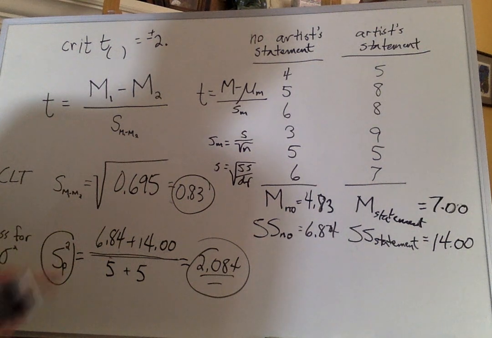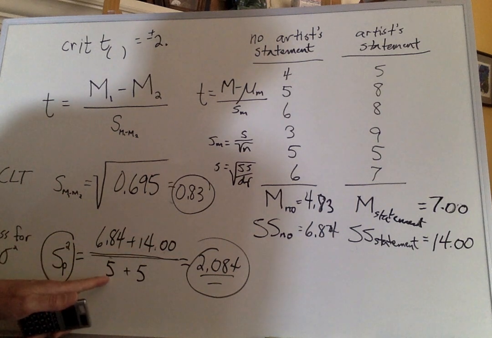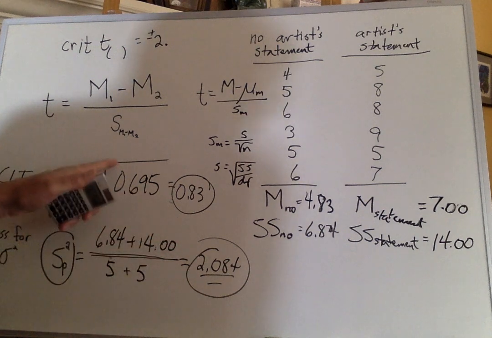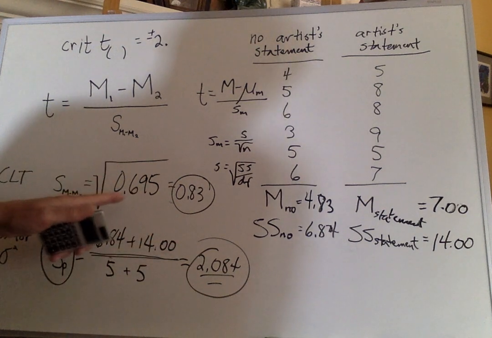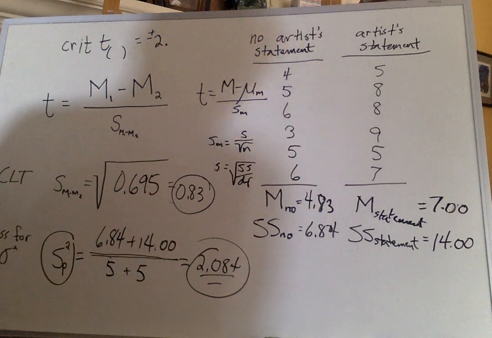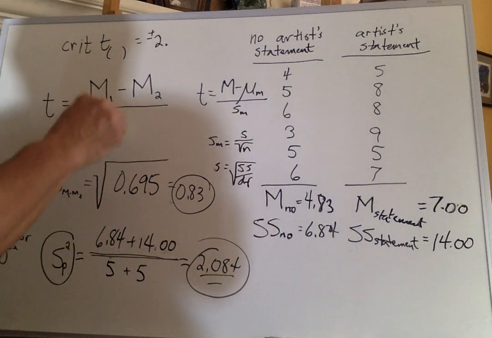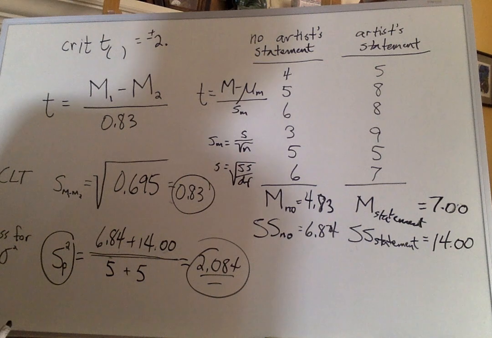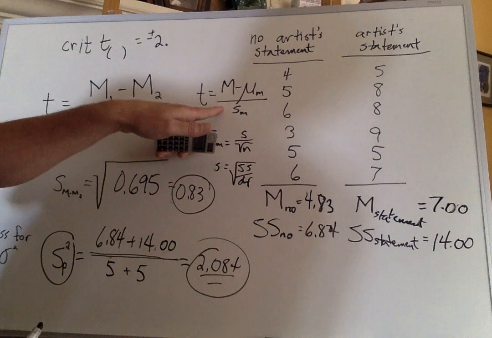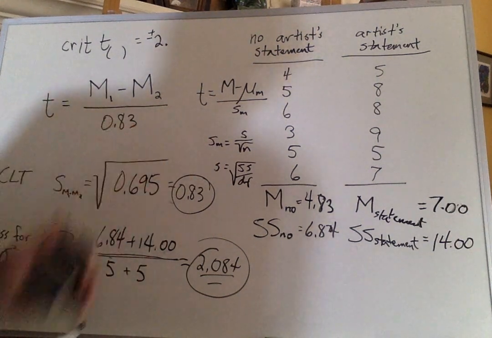Everybody with me? Sum of squares for the first group plus sum of squares for the second, divided by degrees of freedom for the first, degrees of freedom for the second. Take this number, divided by n1 plus divided by n2, you get this value. Okay? That's what goes in here. Guess at S, central limit theorem, t-test. Our guess for S squared, central limit theorem, and our t-test.